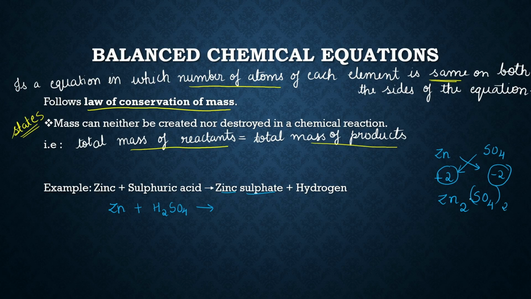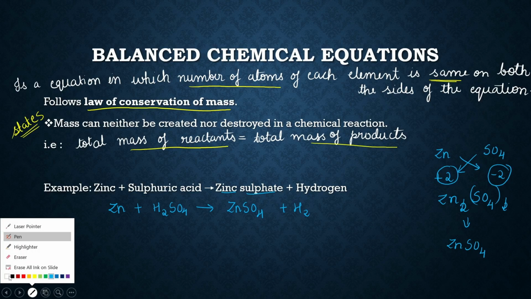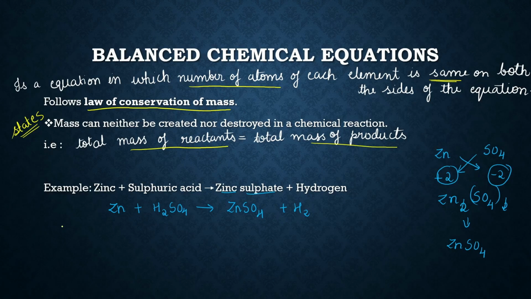Now if possible you can simplify this. So here I can just write it as ZnSO4. If it is the same, you can just simplify it and write it as zinc sulfate, ZnSO4, plus H2. Now start balancing the equation. The same method can be applied here.